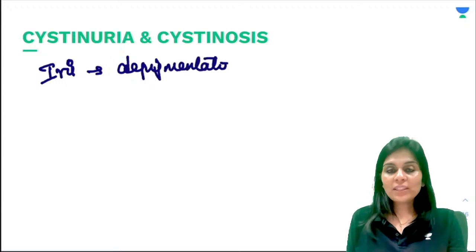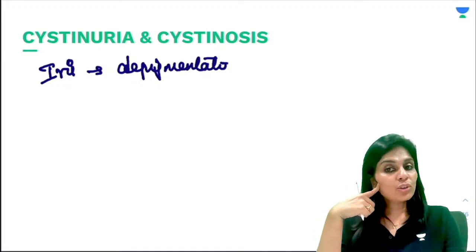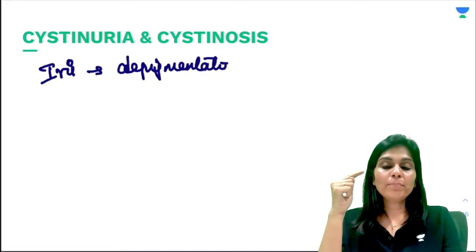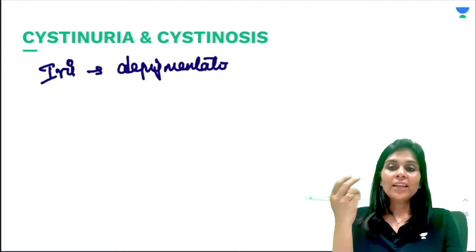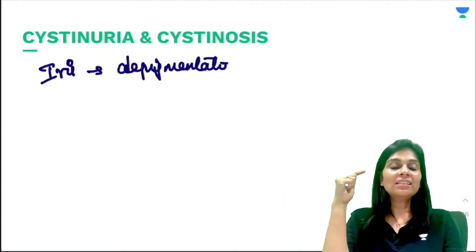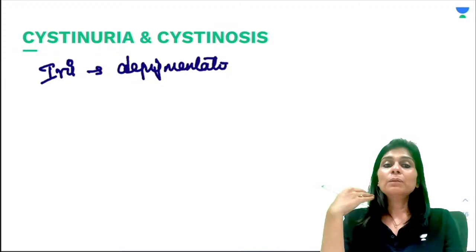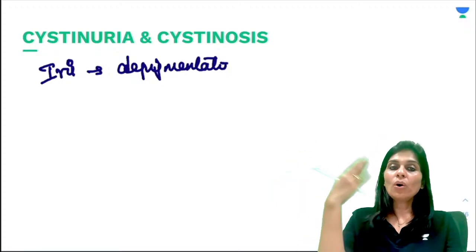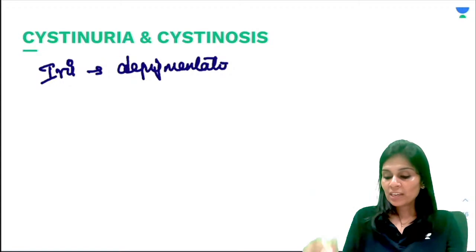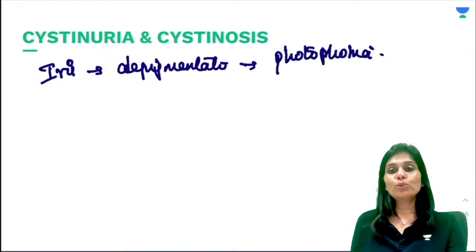Do you all know that the iris is the diaphragm of your eye? Tell me yes or no. The iris is the diaphragm of your eye because the iris is pigmented. It does not allow light to pass through. Now in cystinosis, when the iris is damaged, it undergoes depigmentation. So it becomes transparent. What will happen when the iris becomes transparent? All light will enter into the eye. So the child will complain of photophobia. Do you understand this? A child will complain of photophobia.